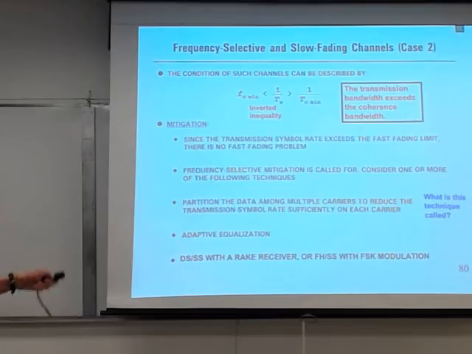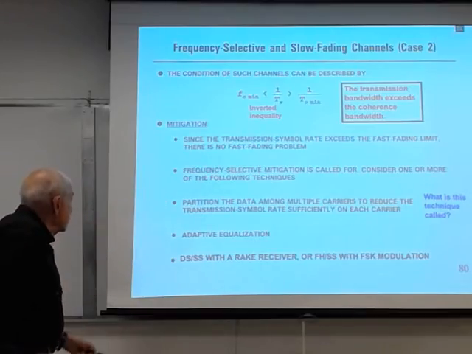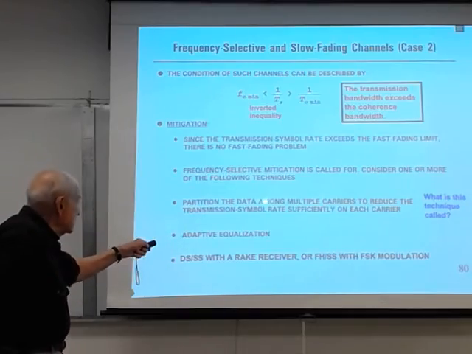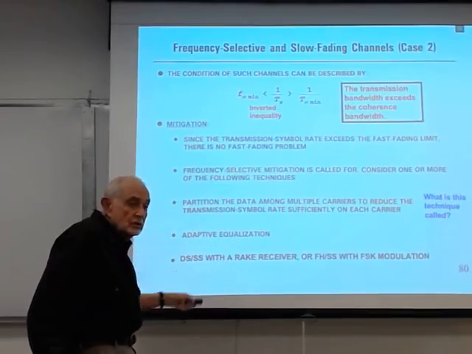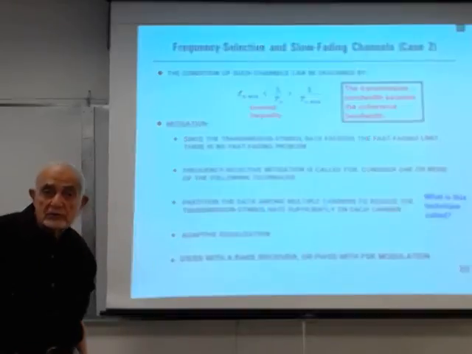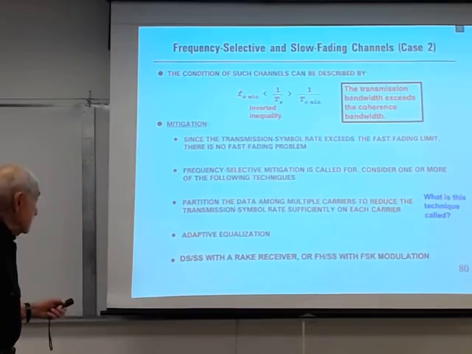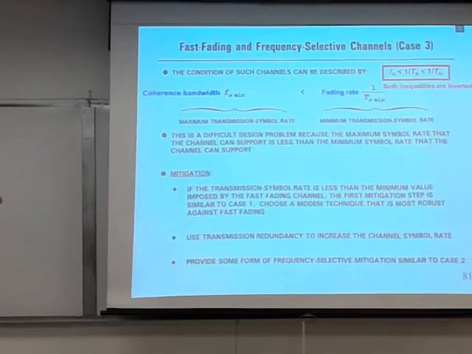Now, what if this one is okay, but this one is inverted? Since this one is okay, there's no fast fading problem, but frequency selective mitigation is called for. Consider one or more of the following: partition the data among multiple carriers to reduce the symbol rate on each. What is this technique called, when we partition the data and put it on multiple carriers or subcarriers? That's OFDM. So that's one mitigation technique, along with adaptive equalization and spread spectrum, either frequency hopping or direct sequence spread spectrum. And finally, what if this is the case?